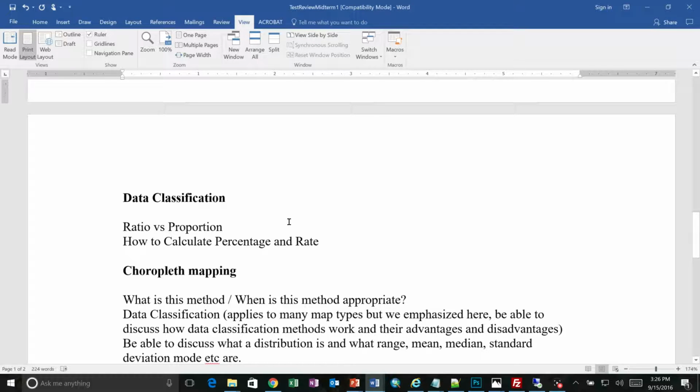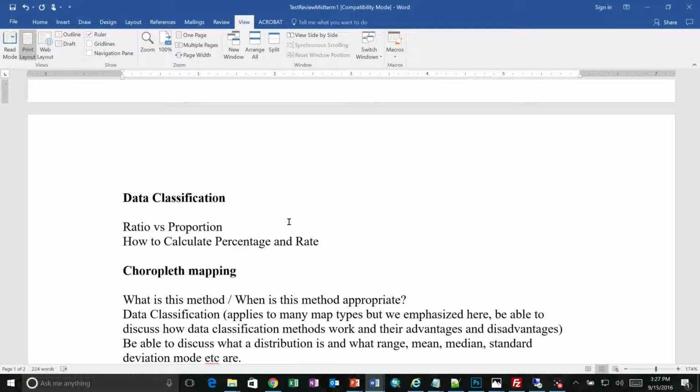I do have a question on the difference between a ratio versus a proportion, and basically how to calculate a percentage or a rate. So how would I calculate population density? It'd be people divided by area. Or how would I calculate, if I had a column that represented elderly people and a column that represented total people, how could I get a column to represent the percentage of elderly people? You would divide the column that represented elderly by the total population.